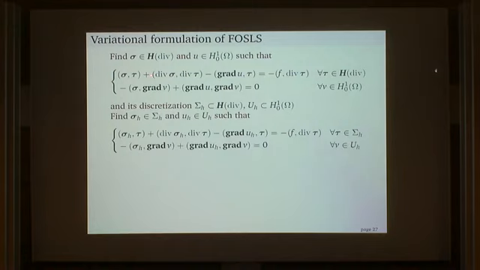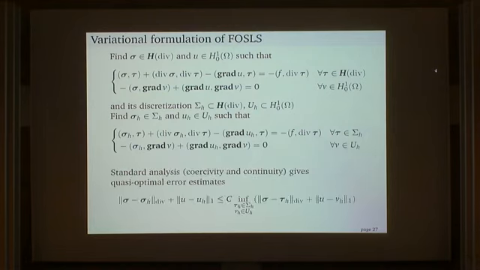So in the first equation you have a term with sigma tau, div sigma div tau, minus grad u tau, and the right hand side is minus f div tau. And then the second equation is sigma grad v, grad u grad v. Okay? This is the discretization. So this is what people did.